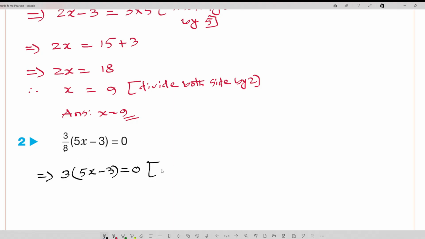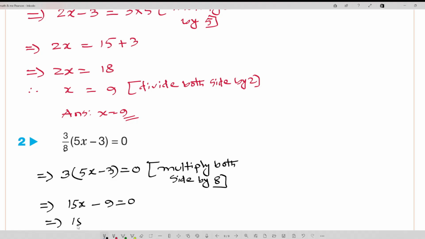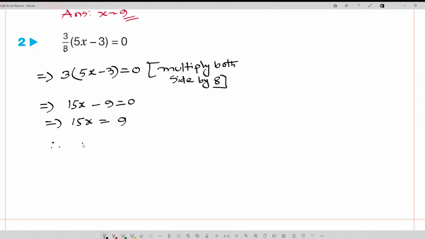So we can write here multiply both sides by 8. Now here is 15x minus 9 equals 0. So 15x equals plus 9, and then x equals 9 by 15, because we divide both sides by 15. Divide both sides by 15. Okay.